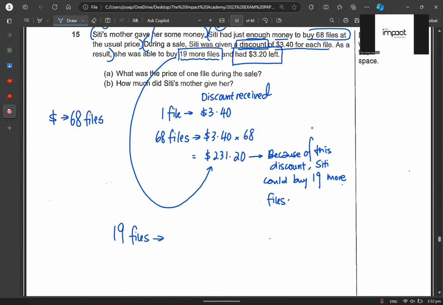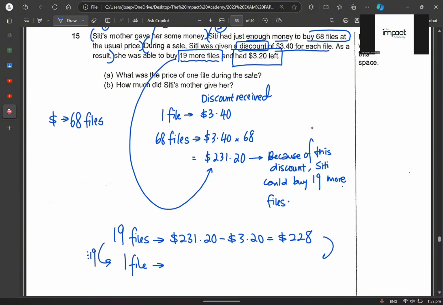Let's find out. We know that $231.20 is the total. We take away the $3.20. So 231.20 minus $3.20, we get to an answer of 228. So we want to quickly find our Mr. Green Man, which is my one file. So we just have to divide by 19 over here, and we will also divide by 19 over here. When we do $228 divided by 19, we get to an answer of $12.